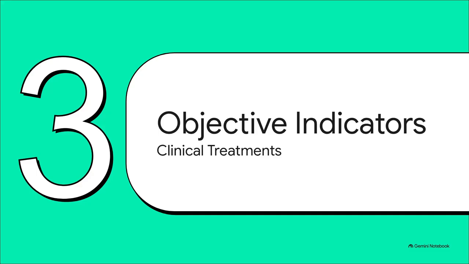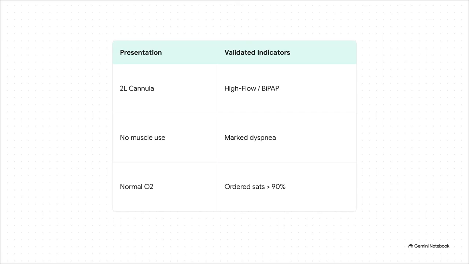Section 3. Objective indicators and treatments. So what kind of physical markers and interventions actually back this diagnosis up? The clinical evidence creates a very clear dividing line between a supported and unsupported chart. An unsupported presentation often features standard low-flow oxygen, like a 2-liter nasal cannula, with completely normal breathing effort.